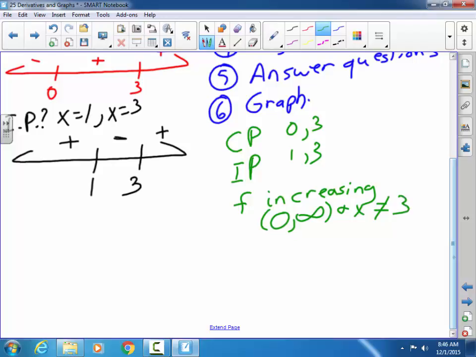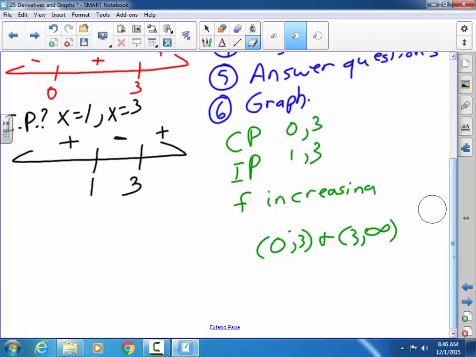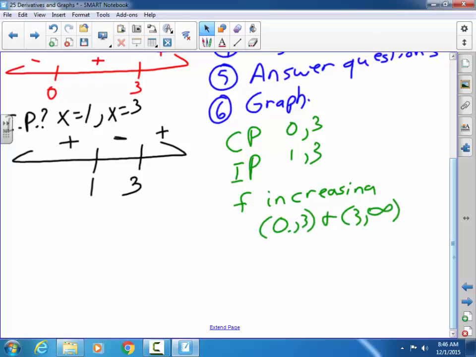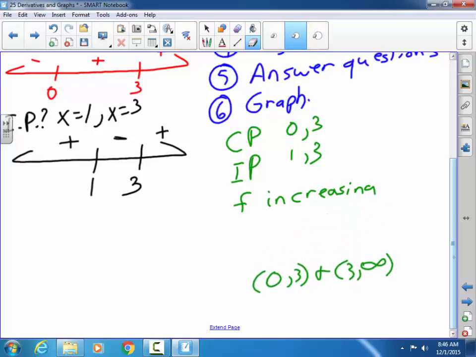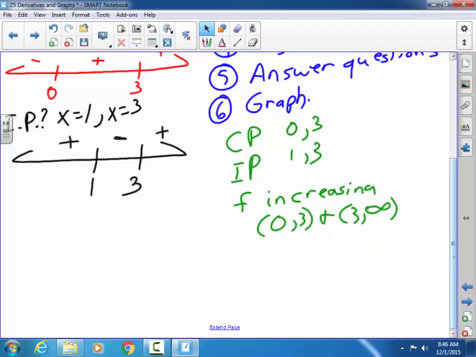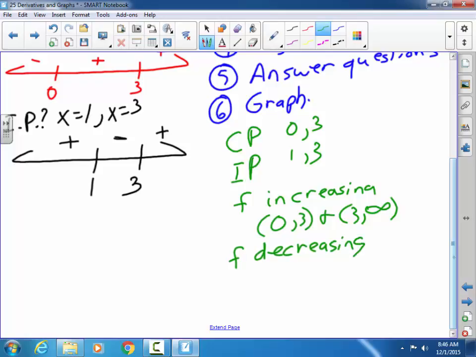A better way to write that would be it's increasing from 0 to 3 and 3 to infinity. That's what I would rather see you write, because it's too easy to forget the other. It's not increasing at 3. At 3, it's flattened out. We've got to figure out what that looks like in a moment. But it's not increasing at 3. It's increasing from 0 to 3 and 3 to infinity. Where is f decreasing? Where the first derivative is negative, and that is from negative infinity to 0.